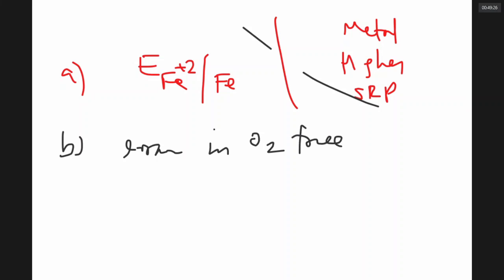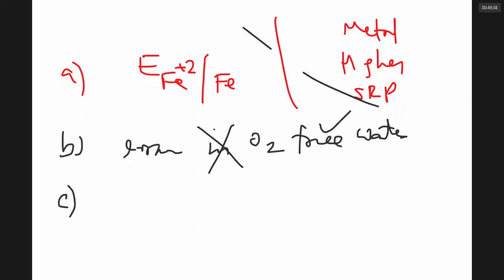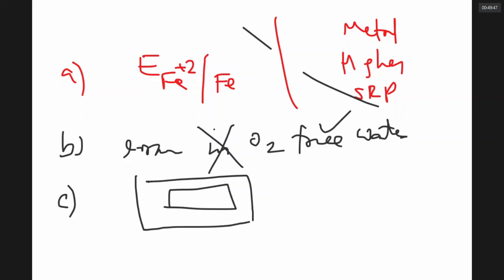Is it true, sir? No, sir. False. Iron always corrodes in water that has oxygen. So statement B is wrong. Corrosion of iron can be minimized by forming an impermeable barrier on the surface. By making an impermeable barrier on the surface, you can prevent corrosion. Is it true or false, sir?